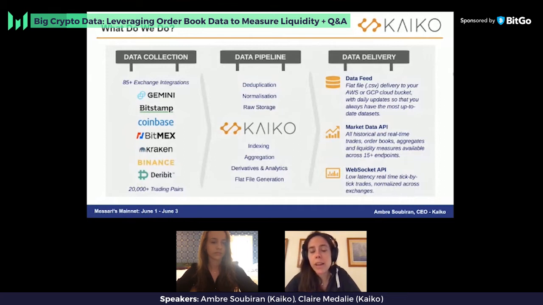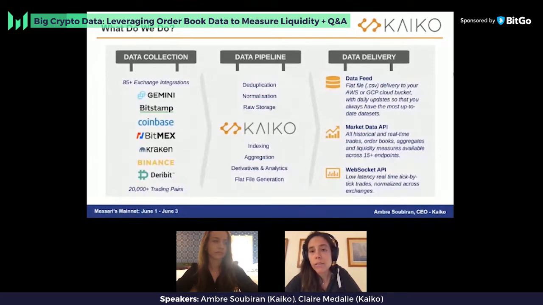And then once we have this kind of clean data, we deliver it. We have a couple of products for that. One of them is the data feed, which is a flat file delivery service. We have a market API, which is a standard REST API, but rather than connecting to all the different exchanges' APIs, you could connect through us and access all exchanges' data. And we have a WebSocket API that delivers real-time trades. So this is just a high-level overview of what we do at Kaiko.